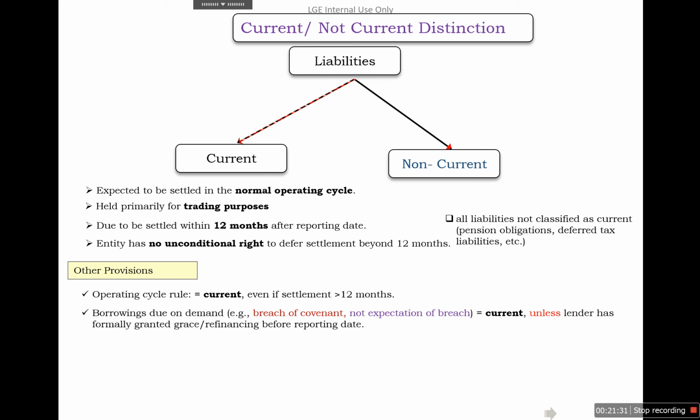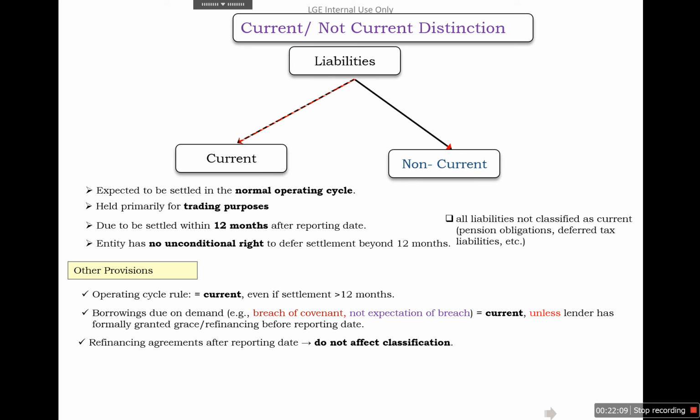And if there has been a breach of covenant and the lender has agreed to provide an extension of the grace period that is more than 12 months from the balance sheet date, in that case it will be classified as non-current. Next thing is, Ind AS talks about the breach of covenant; it does not talk about the expectation of breach of covenant. So if there is an expectation of breach, but there is no breach till the reporting date, the liability will be classified as current. The principle will not apply based on the expectation of breach, but based on the actual breach of covenant.